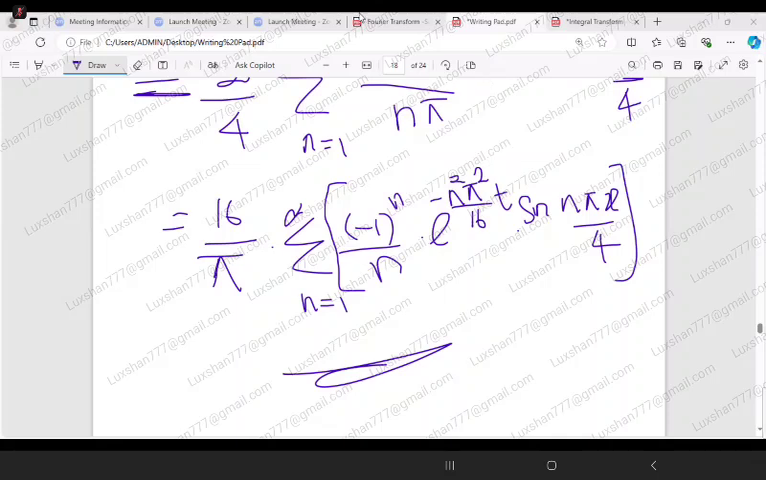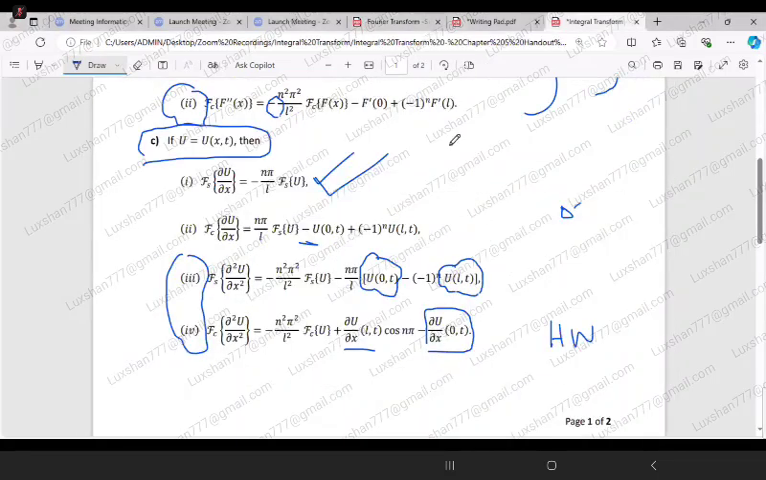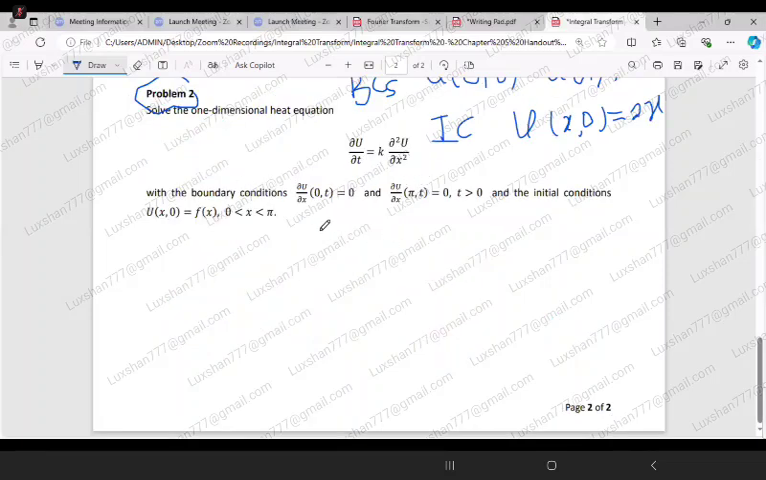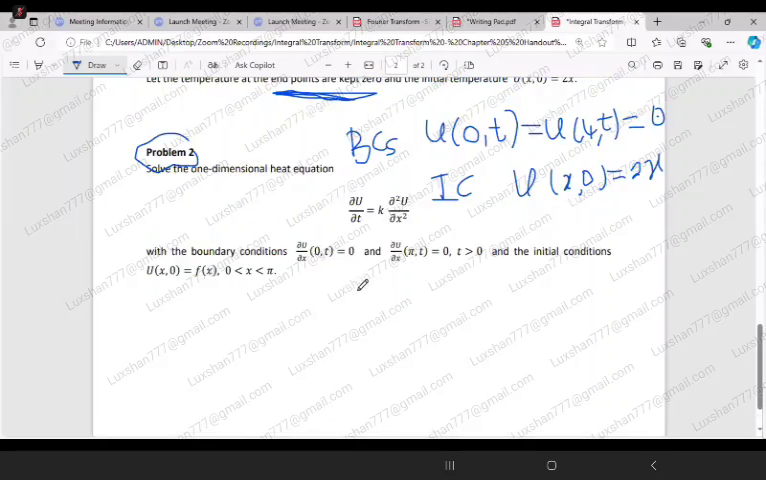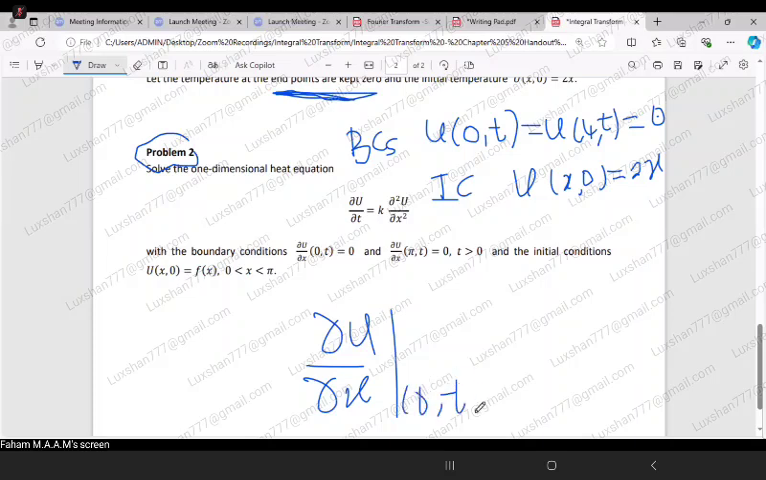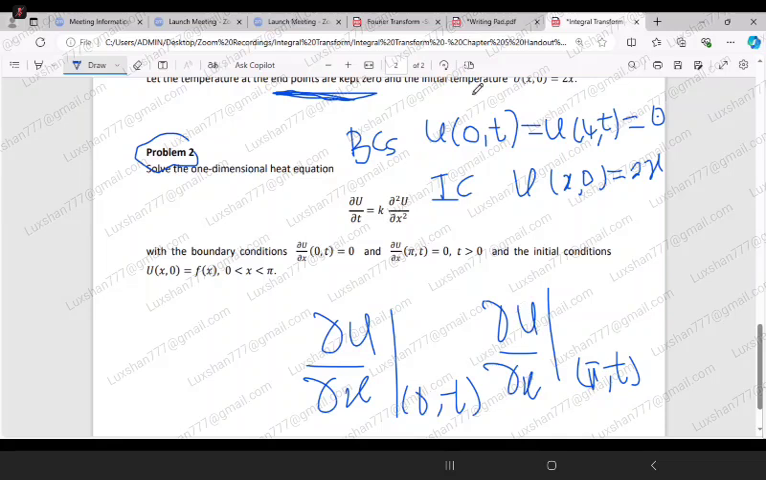Right. So now I am asking you a question. Now the second question. So look at here. What is the transformation you have to go for? We are given this time del u over del x at 0 comma t, and del u over del x at pi comma t. So which transformation we have to go for? Yeah, this time we have to go for the Fourier cosine transform.